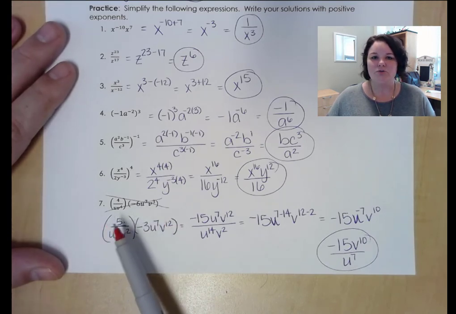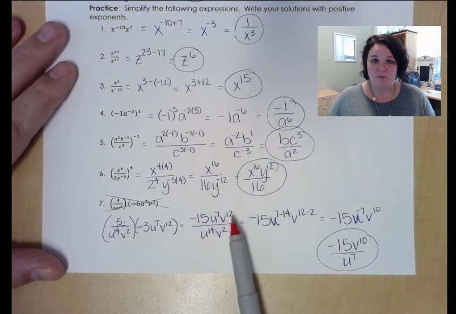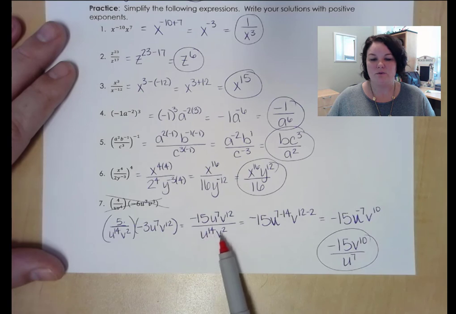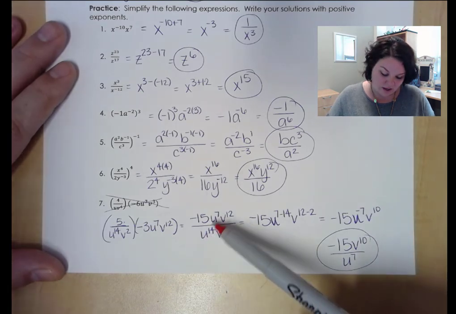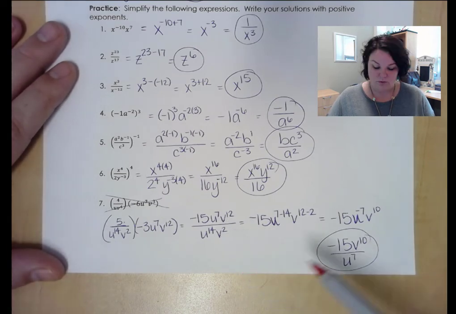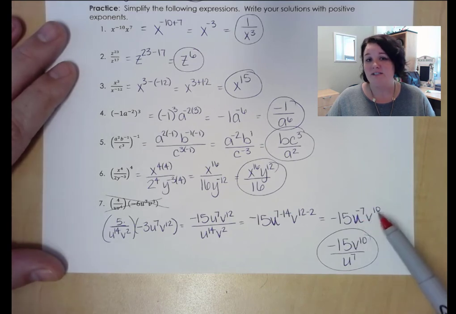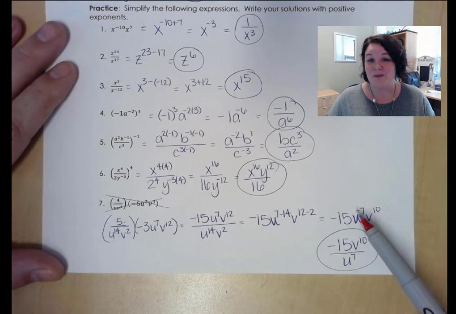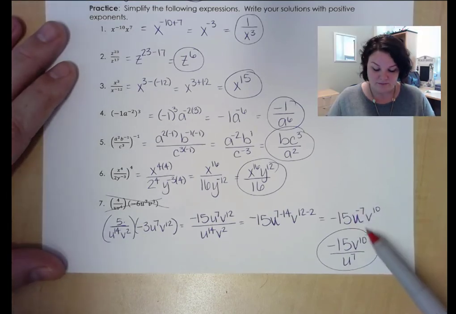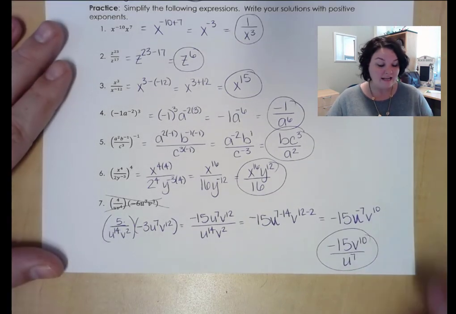We want to go ahead and multiply straight across. So we get negative 15u to the 7th, v to the 12th, all over u to the 14th, v squared. And then because we have u's on top and bottom and v's on top and bottom, we can subtract those exponents, which will give us negative 15u to the negative 7, v to the 10th. And then just like the other ones, don't forget to move your ones with the negative exponents across the fraction line. So when we move this across the fraction line, it ends up on the bottom with a positive 7 exponent. All right, so that is the end of this first little part.